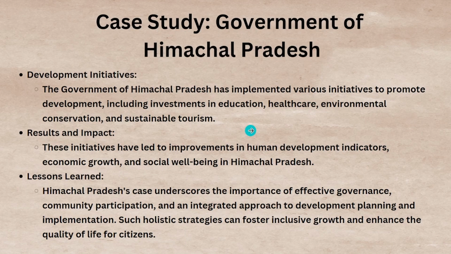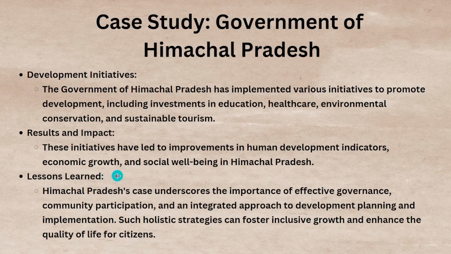Sustainable tourism, which means even if you go to Himachal Pradesh, there will be rules like you should not throw all the waste as you like. Okay, you should not throw waste into rivers or forest. There will be some systems and rules in such a way that it should not pollute Himachal Pradesh. So sustainable tourism. Results and impacts. By doing all this, what is the use? The use is they have a result. What are the results? These initiatives have led to improvements in human development indicators, which we have discussed in previous slides. Economic growth and social well-being in Himachal Pradesh.